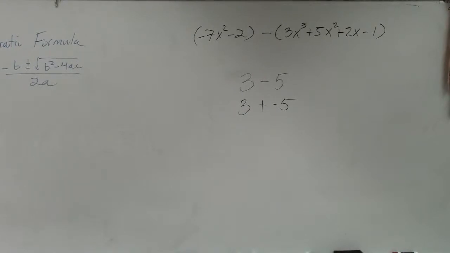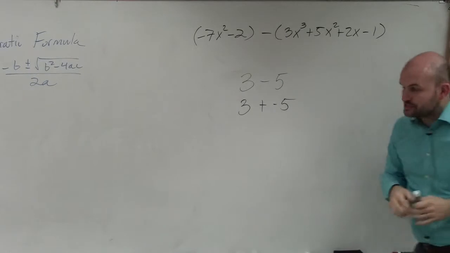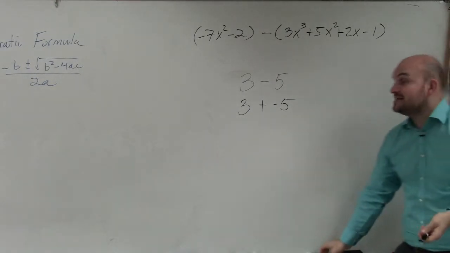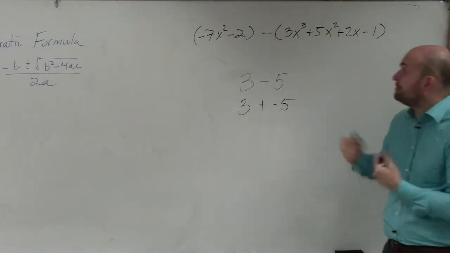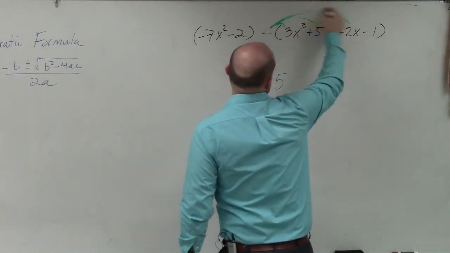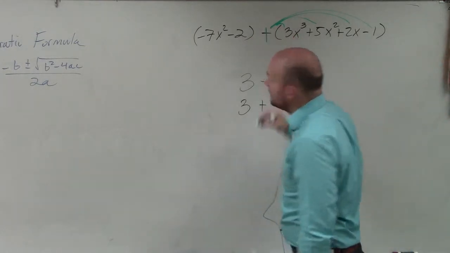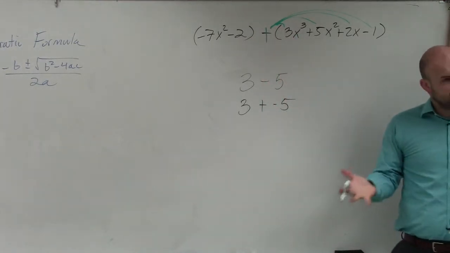Try that again. So basically, as long as you guys can understand that 3 minus 5 is the same thing as 3 plus negative 5. So to do that with this problem, when I have a polynomial, basically what I'm going to have to do is distribute this negative sign to all of my 4 terms. So I'm going to make this a positive. I'm going to change this to an addition problem.